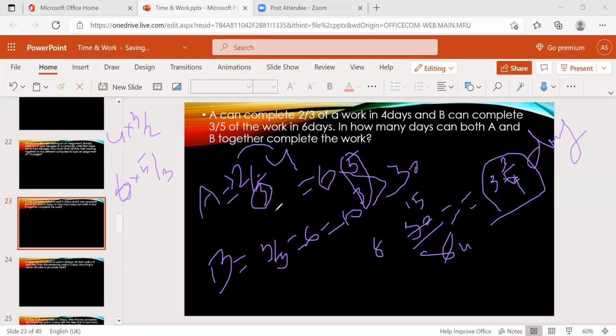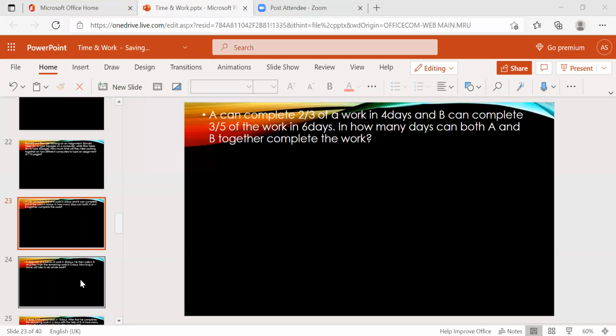The same procedure. Take the LCM, which is nothing but 30, and take the efficiency as 5 and 3. Then 30 by 8. 30 by 8 is nothing but 3 by 4. Just mix the fractions. Days is the answer, right? Now, next one.